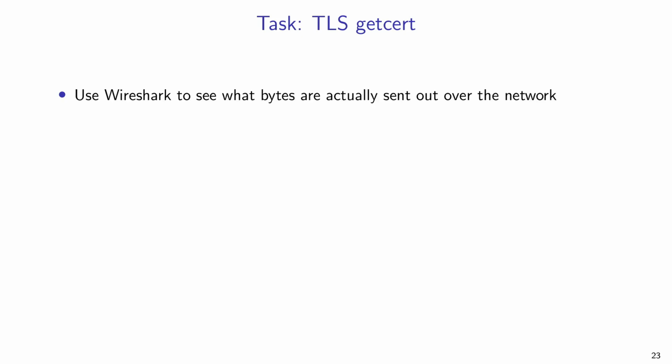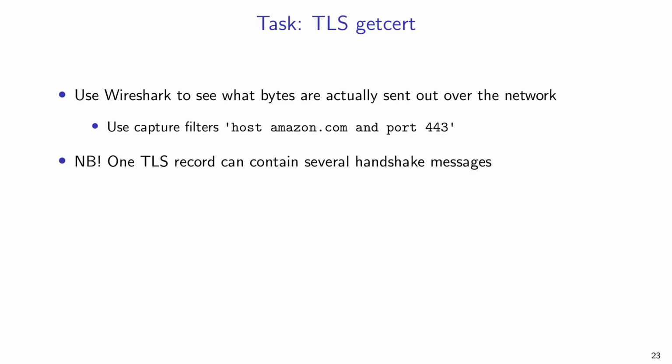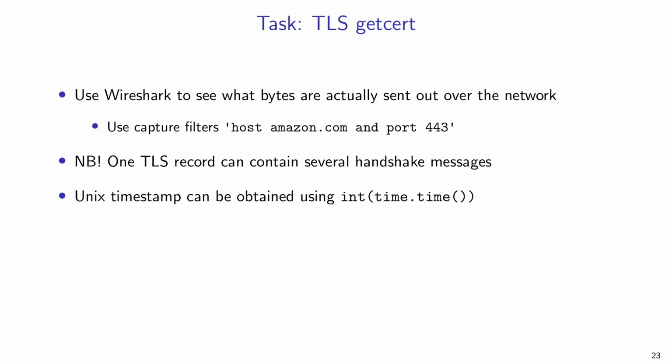Use Wireshark to see what bytes your code is actually sending over the network. Wireshark may point out why your message is malformed. Compare your parsed output with the decoded values shown by Wireshark on the previous slides. Use capture filter to filter out network traffic that you are not interested in. For example, this capture filter will sniff only those network packets that involve this host and this port. Note that one TLS record can contain several handshake messages. This is what you saw on the previous slide.